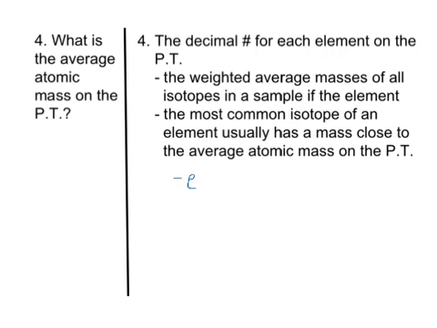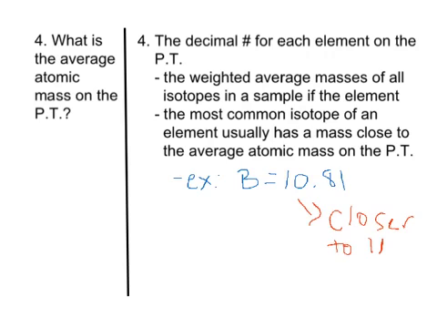So, for example, if we are doing boron, and we look at the periodic table, and boron's average atomic mass is 10.81, right? So you have to ask yourself, is it closer to 10 or is it closer to 11 as we round up and we round down like I showed you earlier? Well, in this case, we're going to say that's closer to 11. All right, so our boron 11 isotope is more abundant.